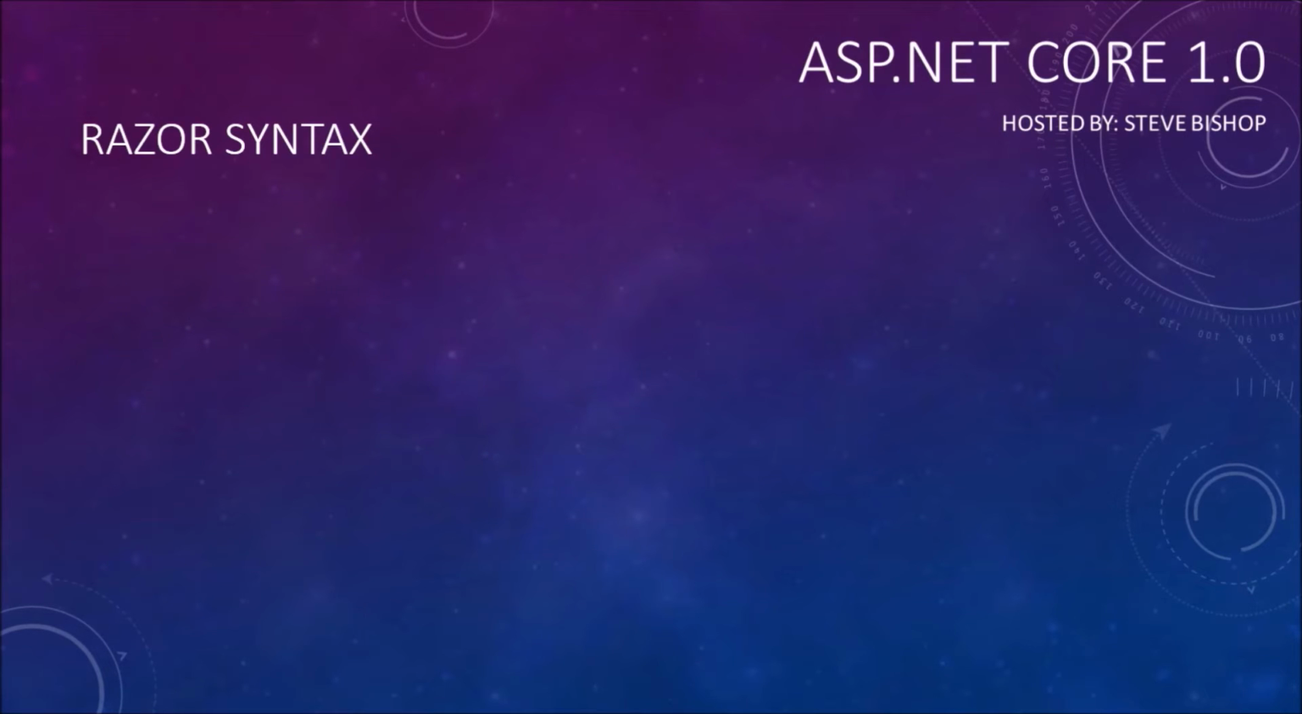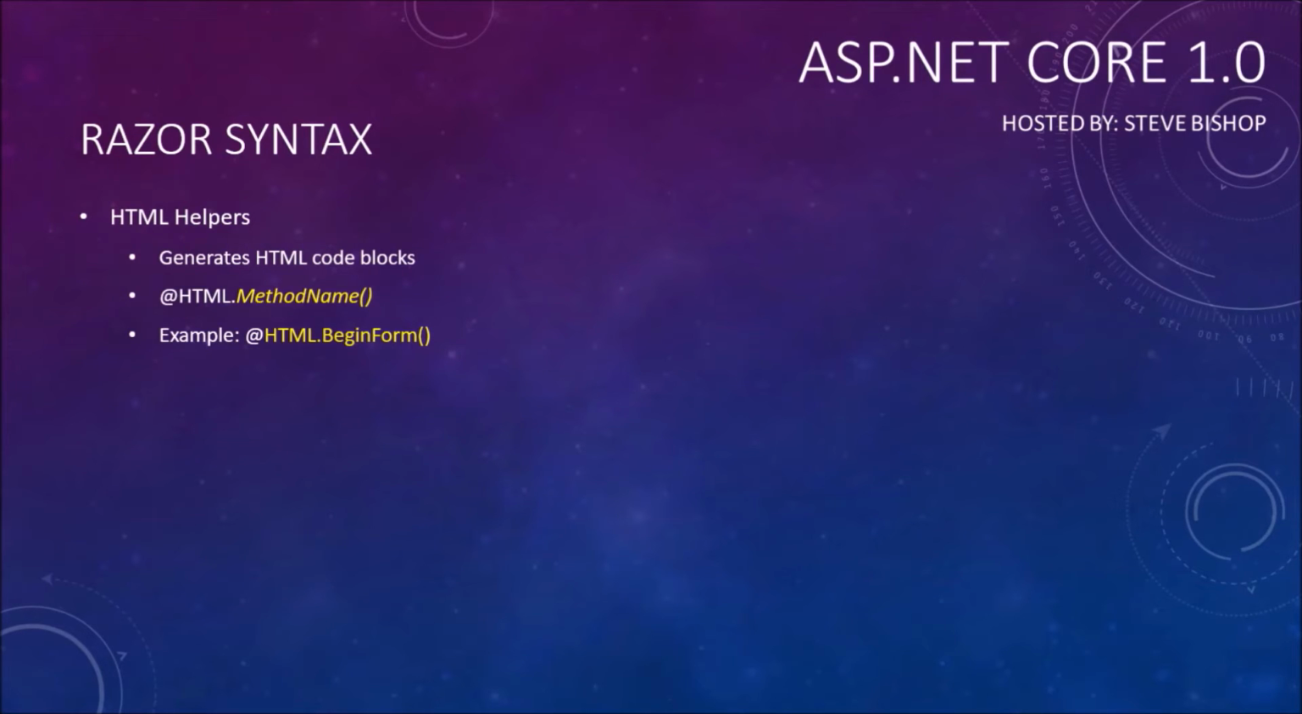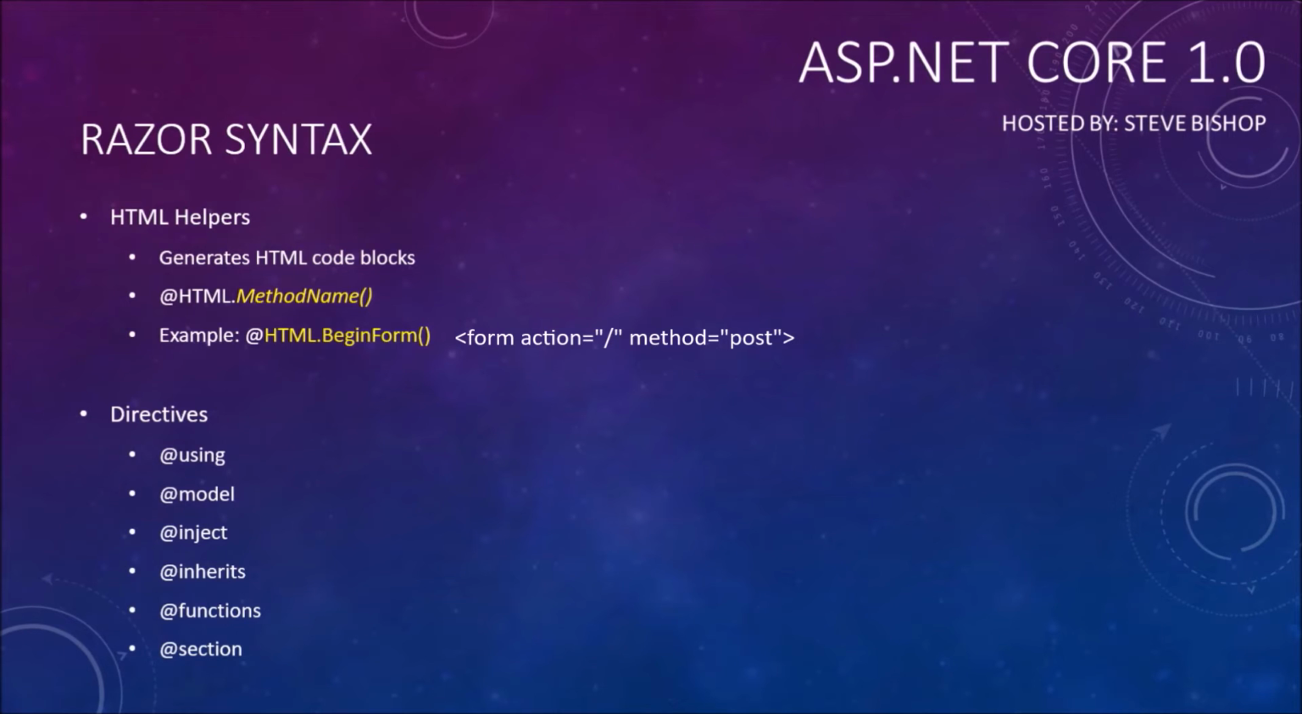In addition to performing these kinds of functions, the Razor syntax also has something called HTML helpers. So HTML helpers actually generate HTML code blocks for us. So for example, if we did at Html.BeginForm, this would actually produce an open form tag. We'll be taking a look at the at Html.BeginForm HTML helper in the next video when we design a form using an HTML helper. Additionally, there are the Razor directives, things like the at using, at model, at inject, at inherits, at functions, and at section. Each one of these key Razor syntax words does a very special task with the Razor engine.